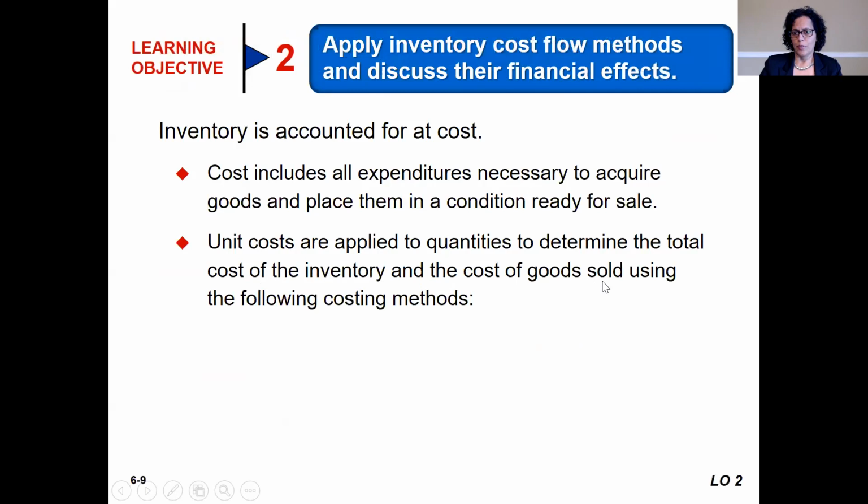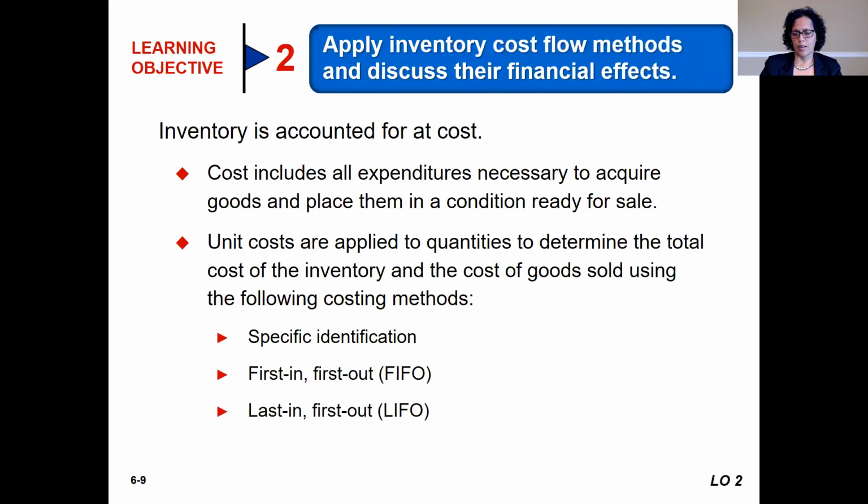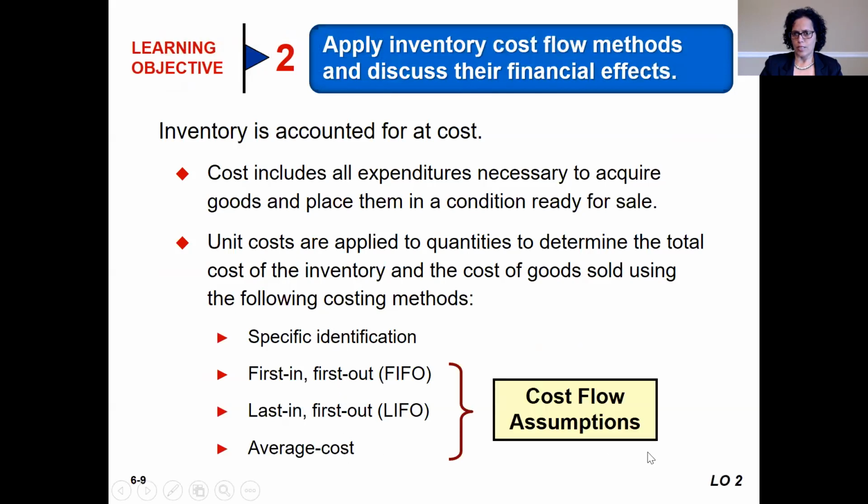and the items sold. So this is pretty straightforward, but it depends on which cost flow method we're going to use. So let's look at the costing methods that we have. We could use specific identification, first in, first out, that's the FIFO method, last in, first out, LIFO, or an average cost method. These three methods are basically cost flow assumptions. How the cost is flowing through from the company from the time they buy it to the time they sell it. How that happens.